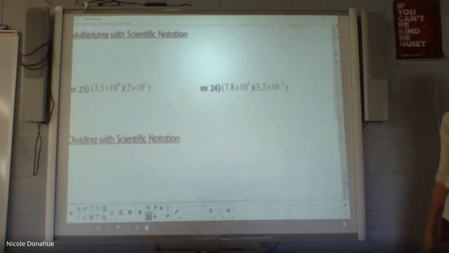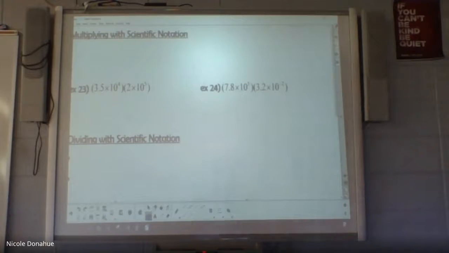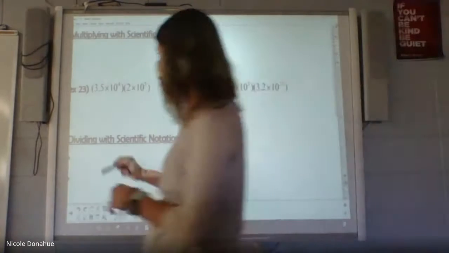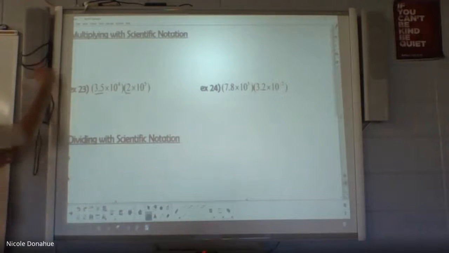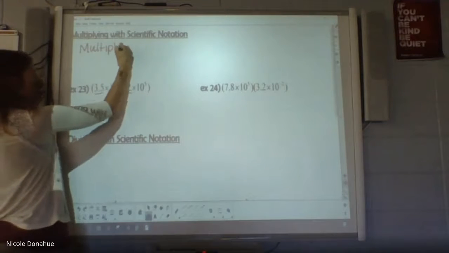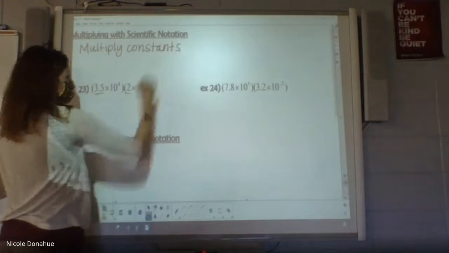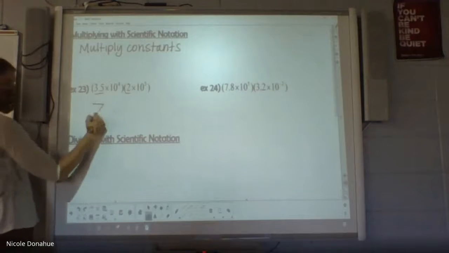All right. So multiplying and dividing with scientific notation works pretty nicely with our exponent rules. So what we're going to do is we're going to multiply the whole numbers, or the constants. I guess not whole numbers all the time. Or coefficients. So I'd multiply 3.5 times 2. So that'd be 7.